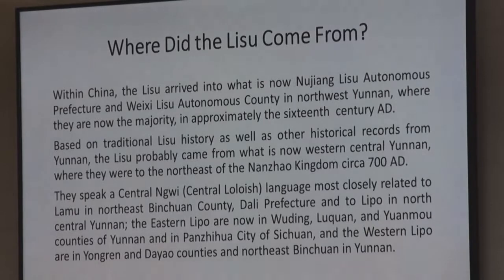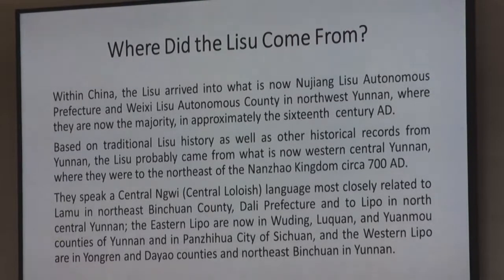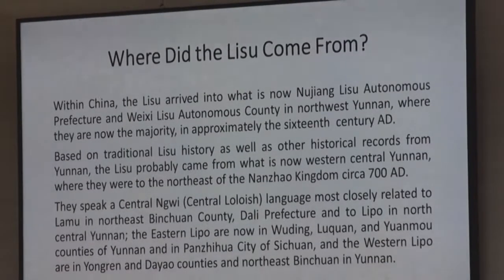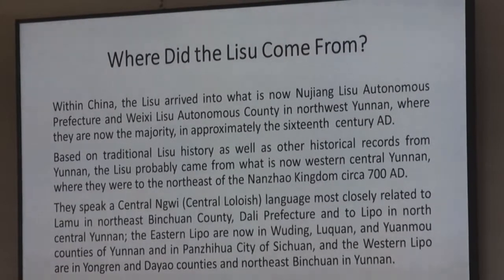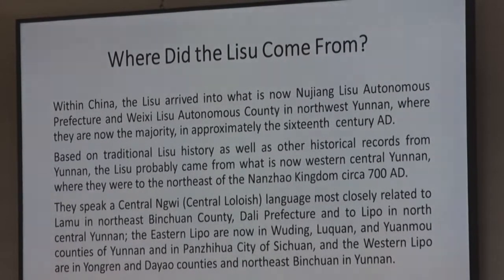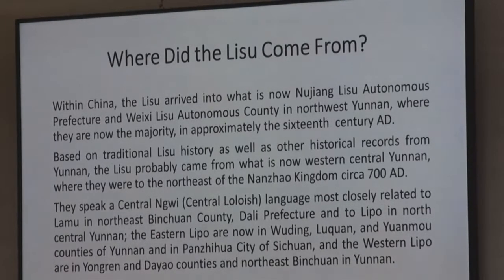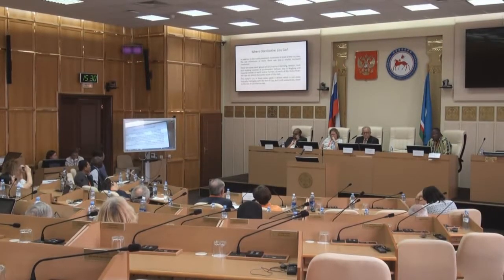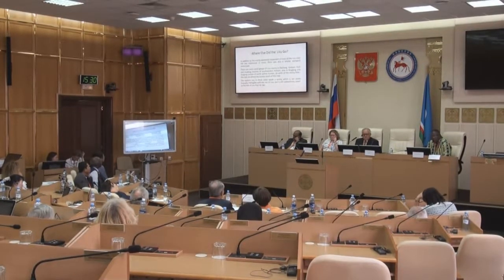The Lisu now speak a language which has two closely related languages, one in northeast Binchuan County, Lamu, and another south of the Jinsha, the western end of the Yangtze River, in northern central Yunnan, the Lipo. Next slide, please. There are some small groups of Lisu in Dechang, Yandi, and Huili, and Huidok, Kapti, and also in Ninglong and Huaping counties of north central Yunnan.